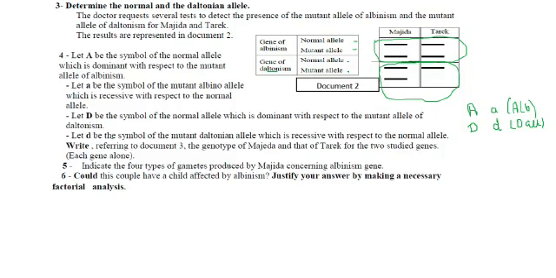Referring to document 3, what are the genotypes of Majida and Tariq for the two studied genes? Each gene alone, of course. Now we want concerning albinism, only the upper part. What is the genotype of Majida? As we are seeing here, she has one allele and this is the second allele. It has two different alleles, and these two different alleles are concerning albinism.